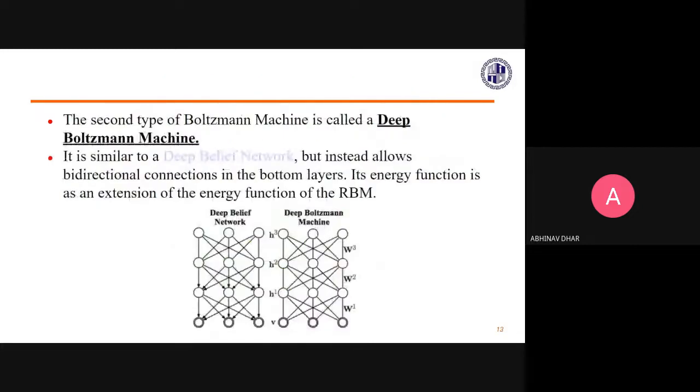The second type of Boltzmann machine that we're going to discuss is a deep Boltzmann machine. The overall structure of a deep Boltzmann machine is very similar to that of a deep belief network. The only difference here is that it allows bidirectional connections in the bottom layers, and its energy function is an extension of the energy function of the restricted Boltzmann machine.